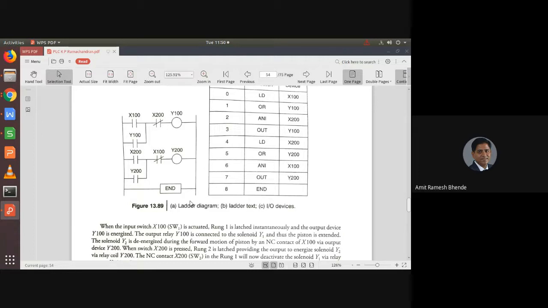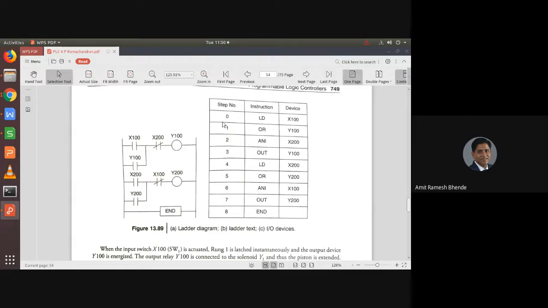So in that when you press SW2 switch, then Y200 is energized, and this Y200 is latched. So even if you press X200 momentarily, you will get the full retraction motion. It won't stop in between, and it will stop only when the piston is fully retracted. And the third one is the end of the logic. Okay? So here the logic ends. So that is why the last rung says end.